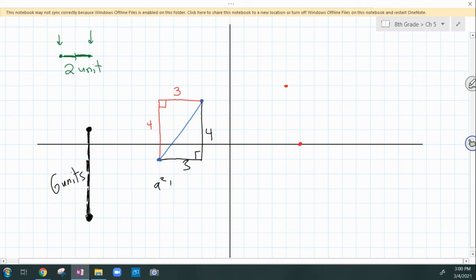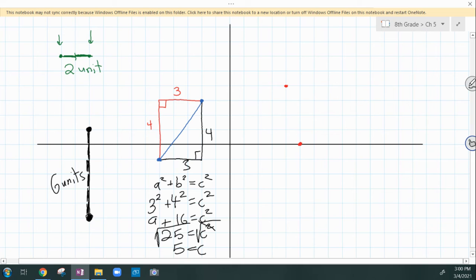Now we're going to do a squared plus b squared equals c squared. We have 2 legs here, and we're looking for the hypotenuse. So 3 squared plus 4 squared equals c squared. 9 plus 16 equals c squared, and that gives us 25 equals c squared. What's that last step? That's right, take the square root. And we get 5. So that distance there is 5 units.